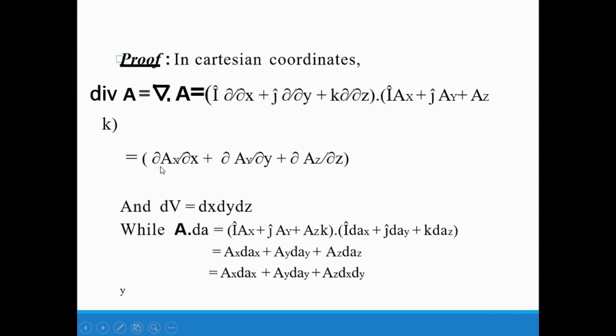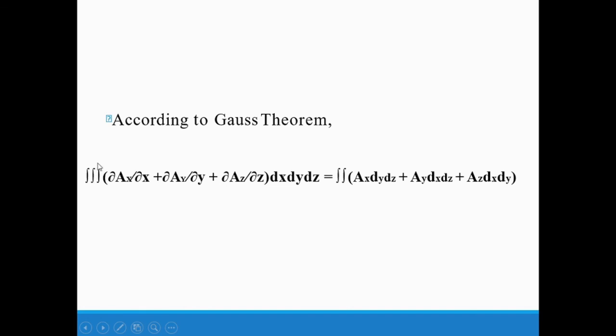Divergence A is ∂Ax/∂x plus ∂Ay/∂y plus ∂Az/∂z. We have to take the volume integral, so I have taken three integrals to represent the volume integral: ∂Ax/∂x plus ∂Ay/∂y plus ∂Az/∂z. And dV value I have just now told: dV is equal to dx into dy into dz. So this volume integral is equal to the surface integral.